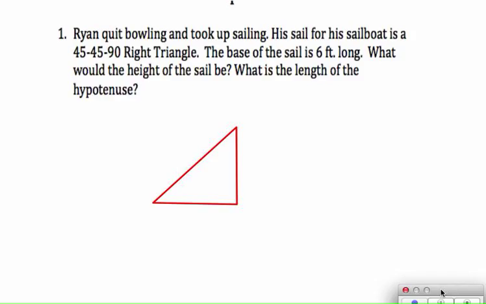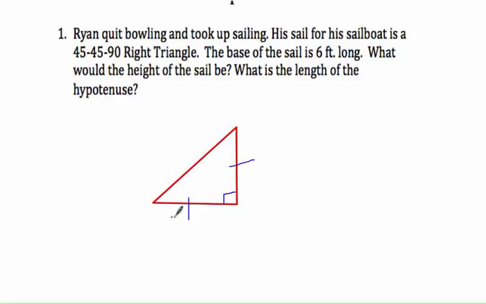Ryan quit bowling and took up sailing. His sail for his sailboat is a 45, 45, 90 right triangle. So I'm going to stop right now and mark up my triangle. Draw a triangle on your paper. We know it's 45, 45, 90, so I'm just going to remind myself by these 2 marks. The base of the sail is 6 feet long. What would the height of the sail be?